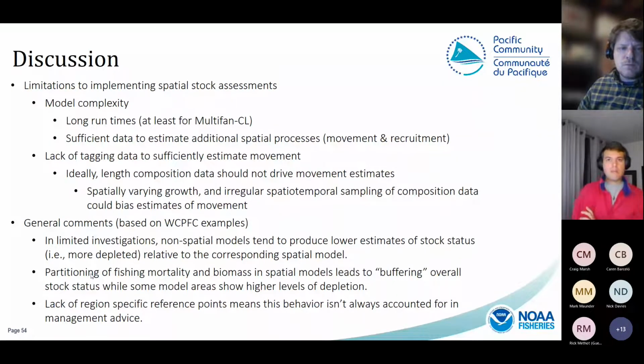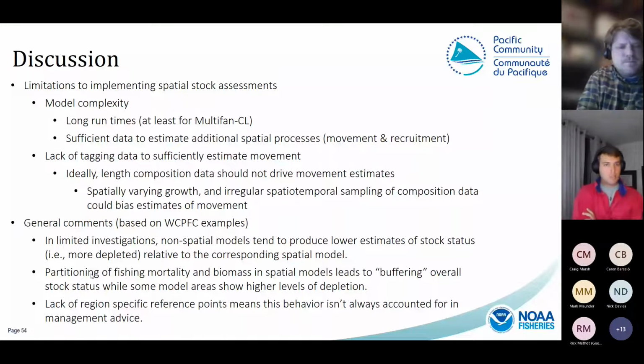And so lastly, thinking about some of those discussion questions that were posted in the presentation prep guide, limitations to implementing spatial stock assessments. We talked about model complexity being a potential limiting factor. At least in MFCL, the models are very slow to run when you add spatial complexity. The other thing that needs to be considered is that you actually have sufficient data to estimate all those additional spatial processes, particularly movement and recruitment. Another limitation could be the lack of tagging data to sufficiently estimate movement.